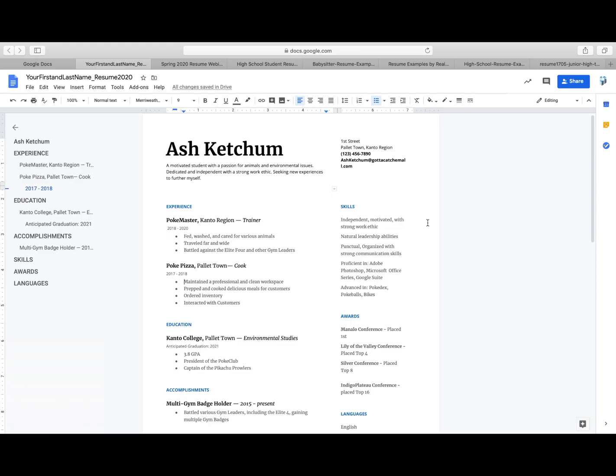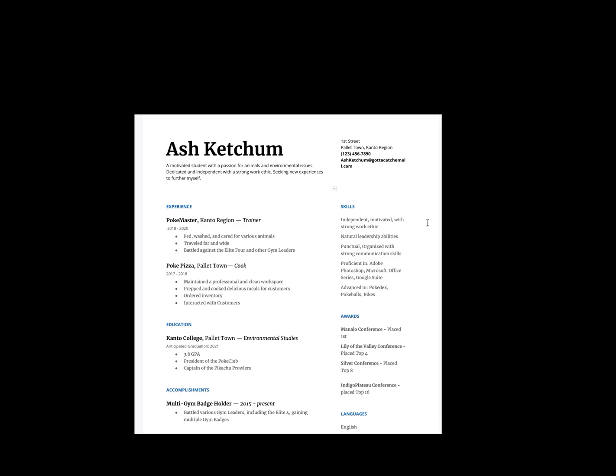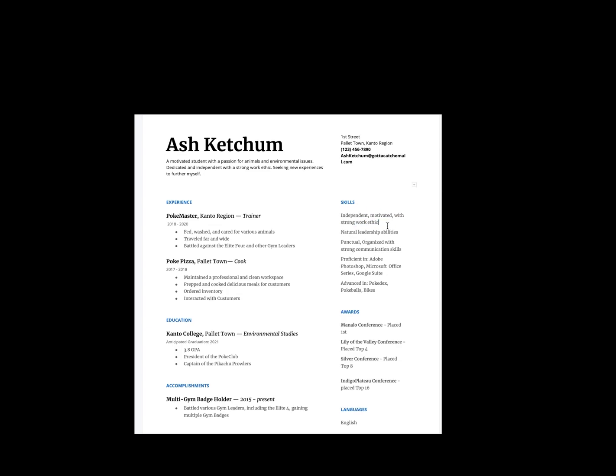Skills is the next section of any resume. And in this section, you want to highlight specific industry skills that may make you a competitive candidate. So this should list any kind of skills that show why you're a great employee, like independent, motivated, strong work ethic. But you also want to list any specialized technology skills, such as working in Adobe Photoshop, Microsoft Office series, Google Suite.